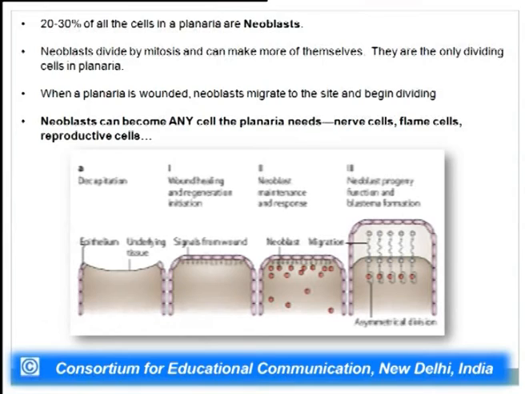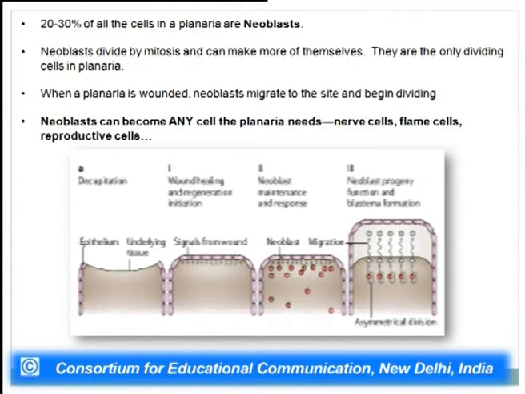And the stem cells which are giving rise to this are termed the neoblast cells. 20 to 30% of all the cells in a planaria are neoblasts. Neoblasts divide by mitosis and can make more of themselves. They are the only dividing cells in the planaria. When a planaria is wounded, neoblasts migrate to the site and begin dividing, as shown. There is a decapitation that has occurred. There is an epithelium and there is an underlying tissue.